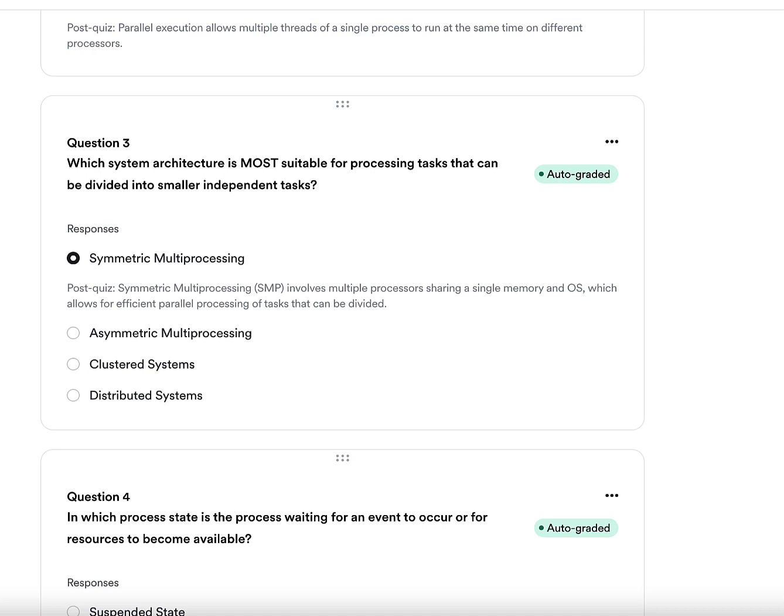Which system architecture is most suitable for processing tasks that can be divided into smaller independent tasks? A, symmetric multiprocessing. B, asymmetric multiprocessing. C, clustered systems. Or D, distributed systems. And the answer is A, symmetric multiprocessing. SMP involves multiple processors sharing a single memory and OS, which allows for efficient parallel processing of the tasks so they can be properly divided.